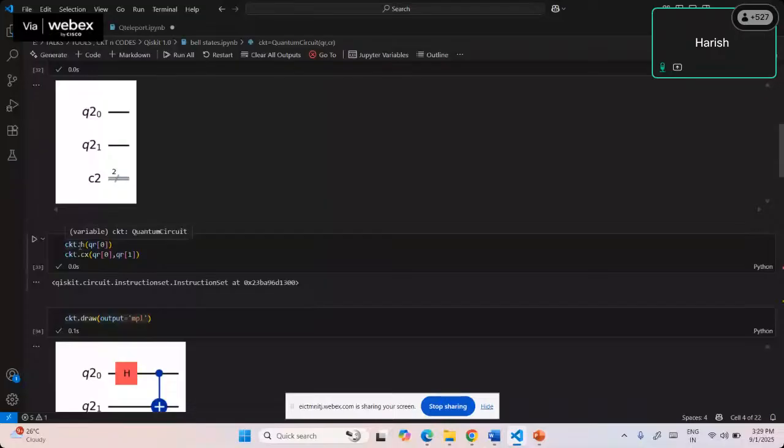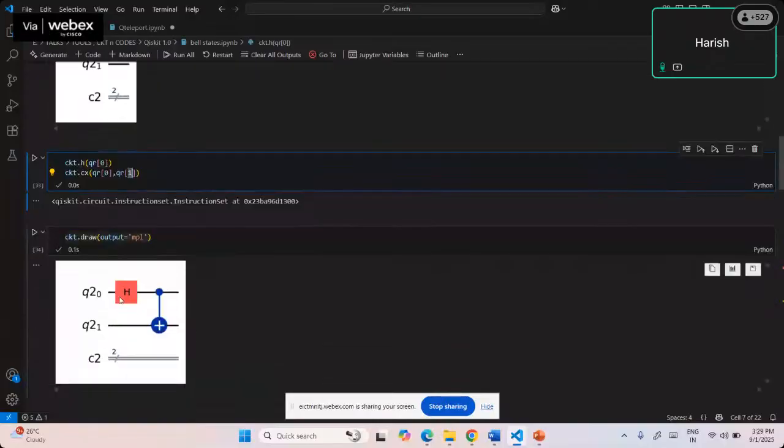First qubit. So quantum register of 0 means on the first qubit we are applying the Hadamard gate, and then this CX is nothing but the control NOT gate. From which to which qubit? From the first qubit to the second qubit. We are applying the control NOT gate and drawing the circuit to see how it looks. So on the first qubit we apply the Hadamard gate, and then we apply control NOT from the first to the second qubit.